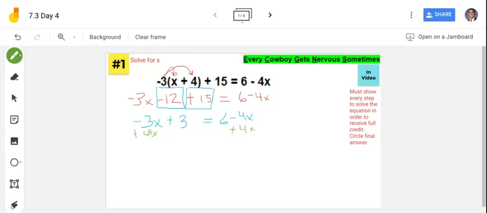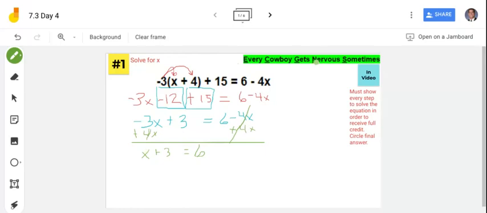On the left side, what's -3x plus 4x? That is 1x, right? Or just x. I bring the +3 down. Bring my equal sign down. On the right side, I just have 6. Okay, so I have the variable on the left side.